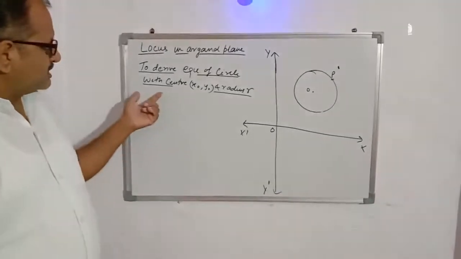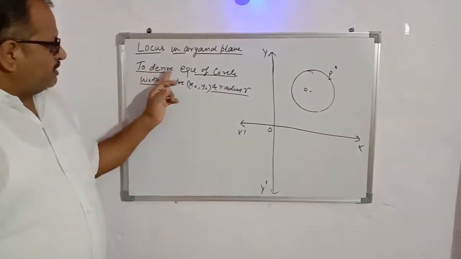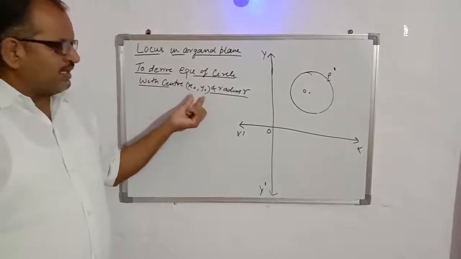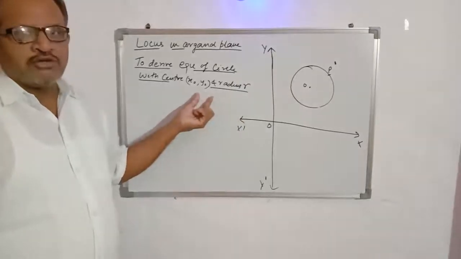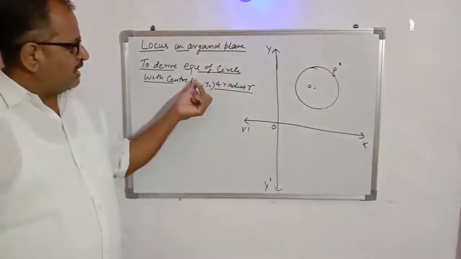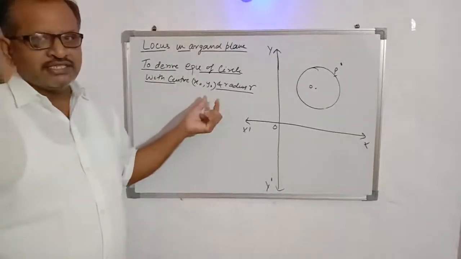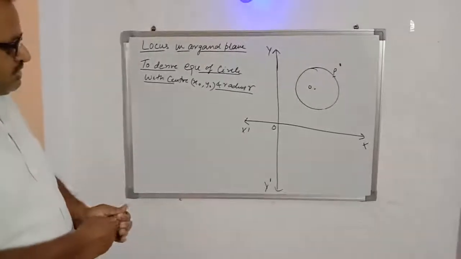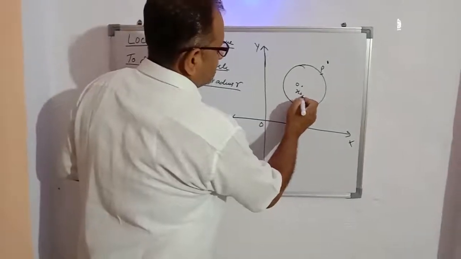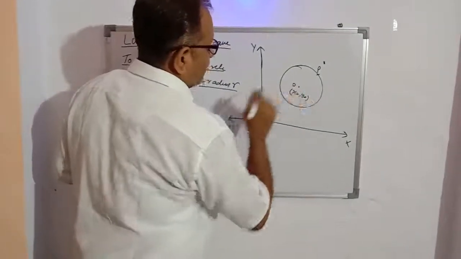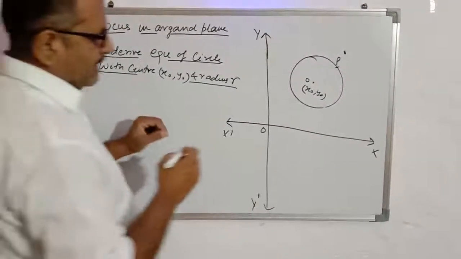So let us discuss the Cartesian equation of the circle. Firstly, we will derive the equation of a circle with center (x0, y0) and radius r. Circle is covered in the second volume of mathematics. Here I am going to derive the equation of the circle because it is required in this exercise. So suppose the center of the circle is (x0, y0), and the radius is r.